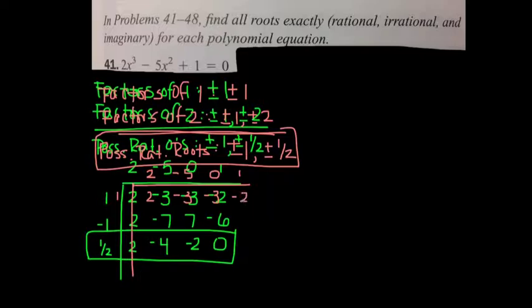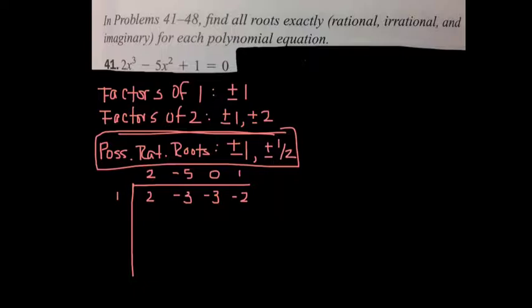I'm looking for zeros of that equation, or roots of that equation, which means I'm looking for numbers that make the polynomial equal to 0. Well, if I plug a 1 in for x up here, that makes the polynomial equal to -2, because that's what's in the remainder position. So 1 is not one of my roots.